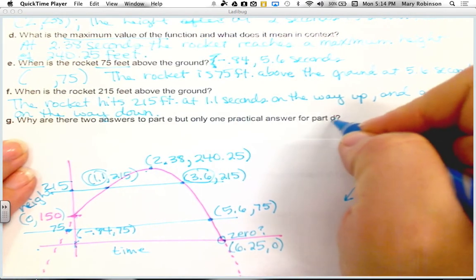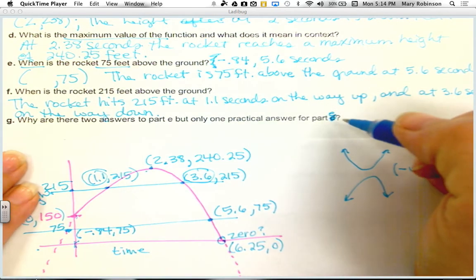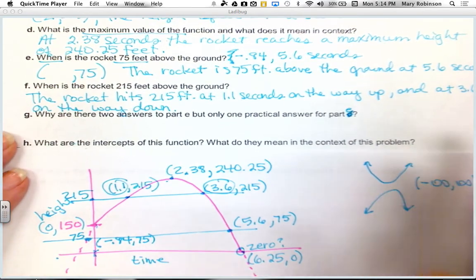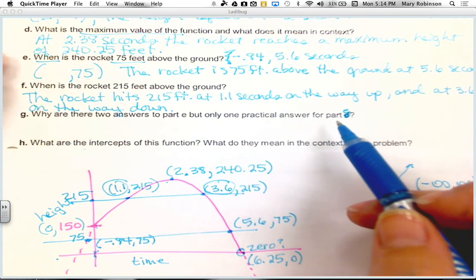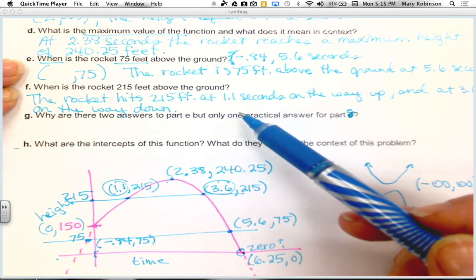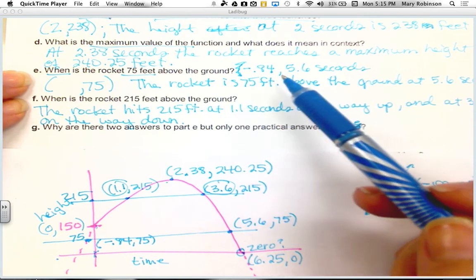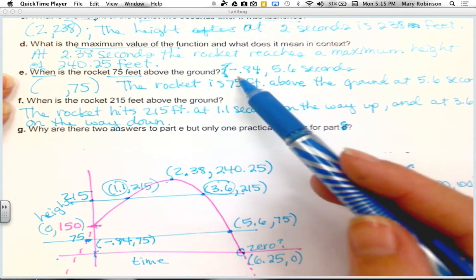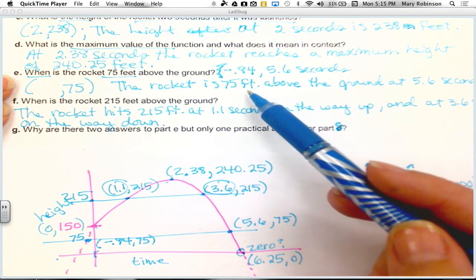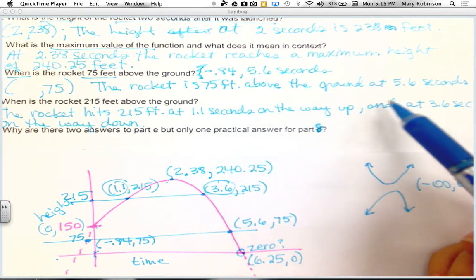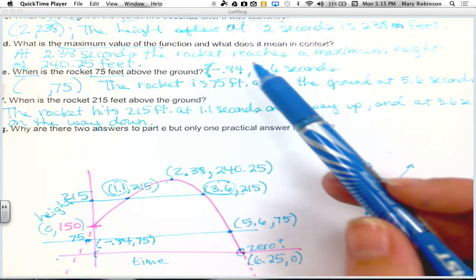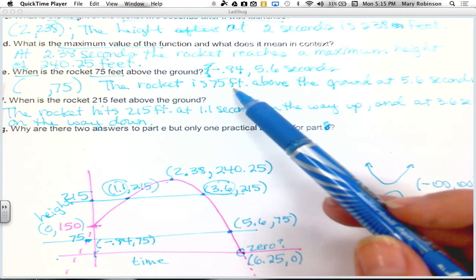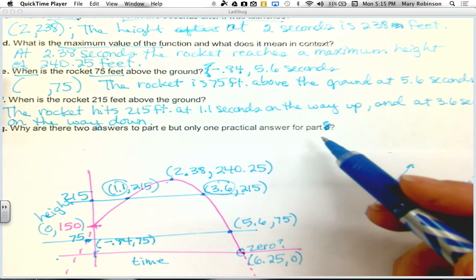Alright, so on G, change that D on the end to an E. It says, why are there two answers to part E, but only one practical answer for part E? So if we go back to E, recall both E and F were about finding points of intersection, meaning finding time if given the height. But there was only one that was in the practical domain. So if you think about why we did not use negative 0.84 in the answer, we only said the rocket is 75 feet above the ground at 5.6, it was because this is negative time, and it is not in the practical domain. So it doesn't even make sense to say that the rocket is 75 feet above the ground at negative 0.84 seconds. It doesn't make sense.